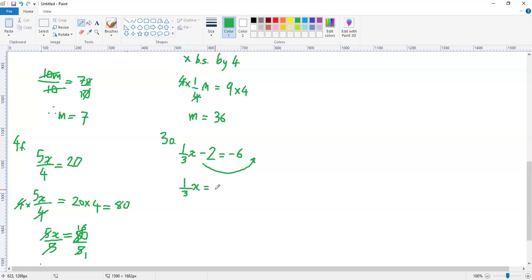-6 + 2 will give you -4. Exactly, minus 4. Okay, so what are we going to do to both sides? You're going to multiply 3 back on both sides. Okay, that's correct, both sides by 3. There you go. So if we do that, we'll be left with x on the left-hand side, right?